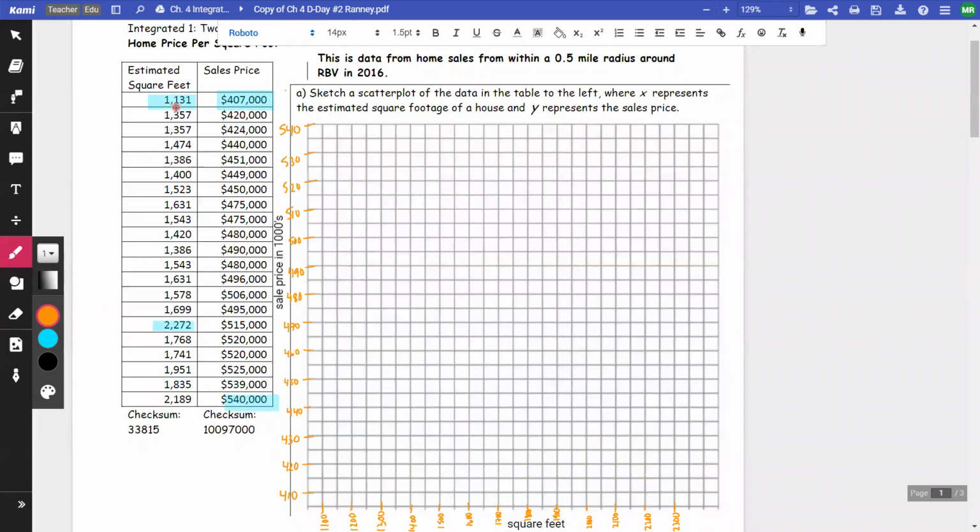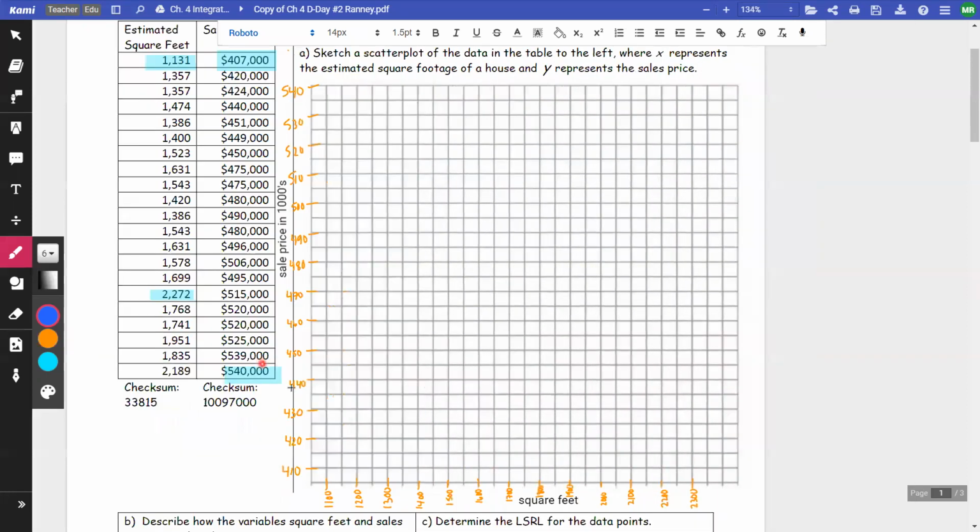So 1,131. Let me get a different color here, make it a little better. Maybe a little fatter. Okay, so 1,131. This would be 1,100, and this would be 1,150, so somewhere in between here. And I'm going to go up to 407,000, really, but 407. So it's a little less than that. I'm just approximating. Let's just say it's about there.